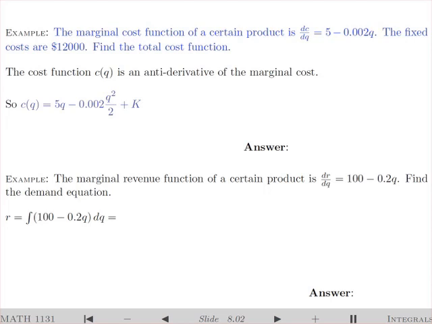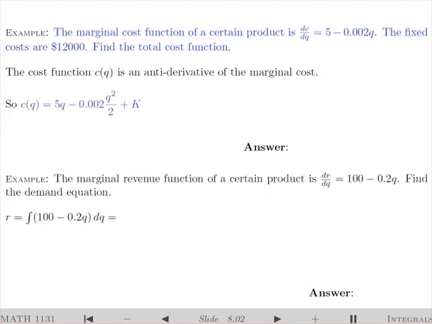dC over dq is 5 minus 0.002q. An antiderivative for that would be 5q for the term 5. And then minus 0.002 times q squared over 2, this is the power rule. An antiderivative of q to the power 1 is q to the power 1 plus 1 over 1 plus 1. And then the constant of integration, which I'm going to write as k.